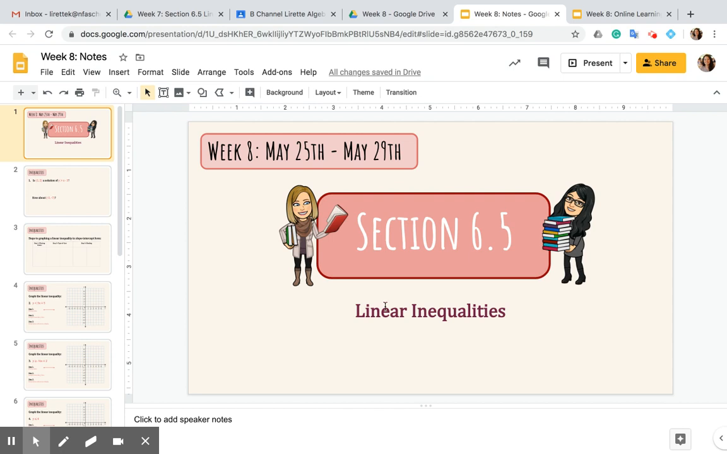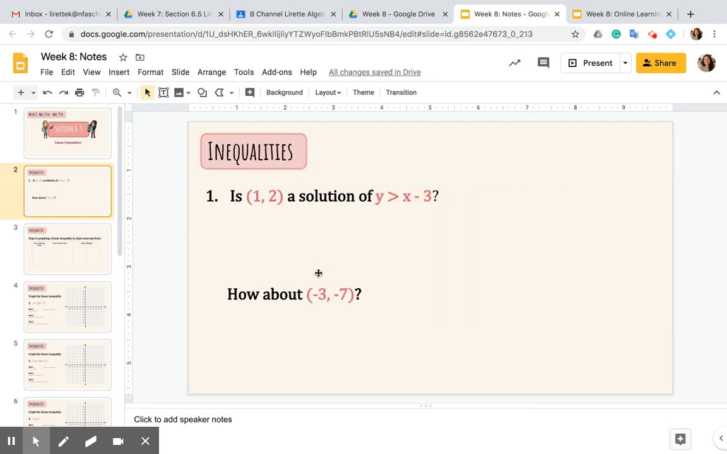As is usual, we'll have online learning slides due Wednesday and another assignment due Friday. We're going to be doing something a little different this week. We're going to be using Google Forms instead of just online learning slides and worksheets. So this is section 6.5, and it's all about linear inequalities.